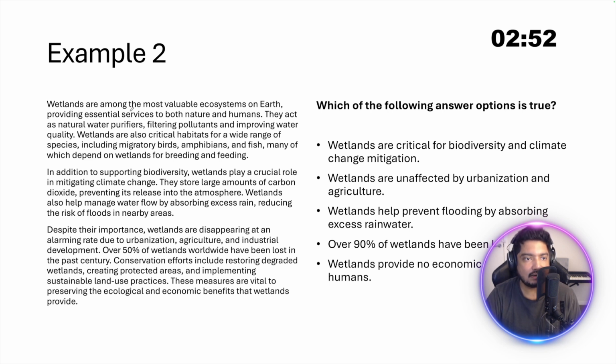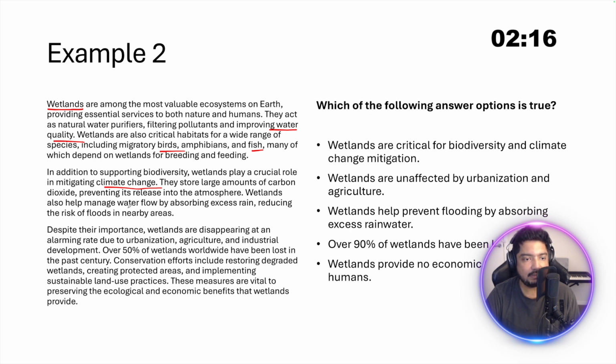So wetlands are among the most valuable ecosystems on Earth, providing essential services to both nature and humans. Wetlands act as a natural water purifier, filtering pollutants and improving water quality. So they improve water quality. Wetlands are also critical habitats for a wide range of species, birds, fish, and all of that, which depend on wetlands for breeding and feeding. In addition to supporting biodiversity, wetlands play a crucial role in mitigating climate change. They store large amounts of carbon dioxide, preventing its release into the atmosphere.